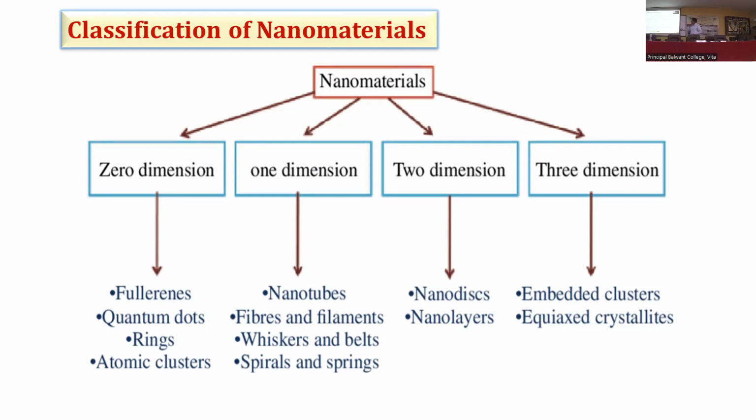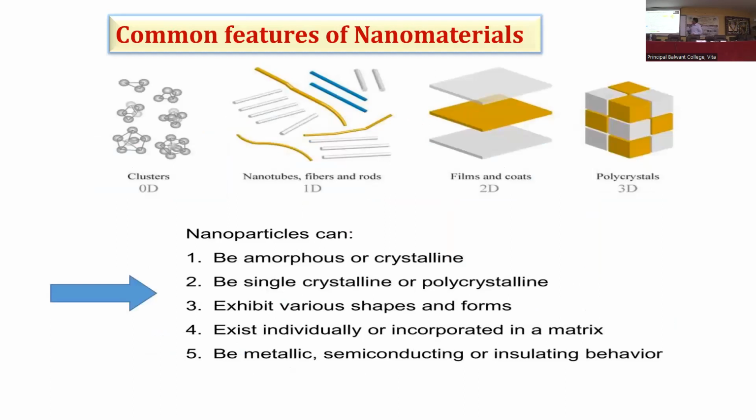Now here, the common features of nanoparticles. Nanoparticles can be amorphous or crystalline. Nanocrystalline can be single crystalline or polycrystalline, and exhibit various shapes and forms.